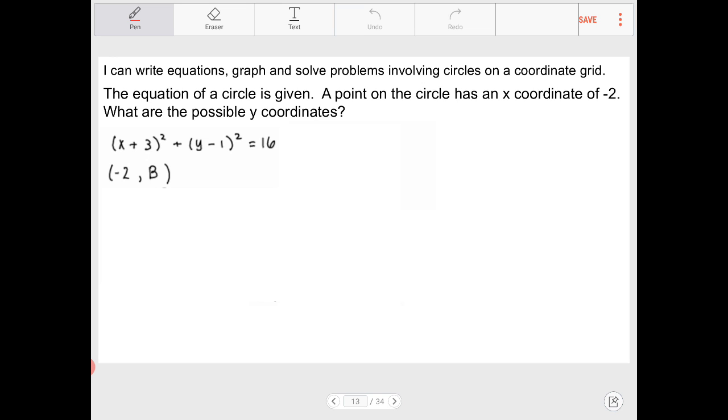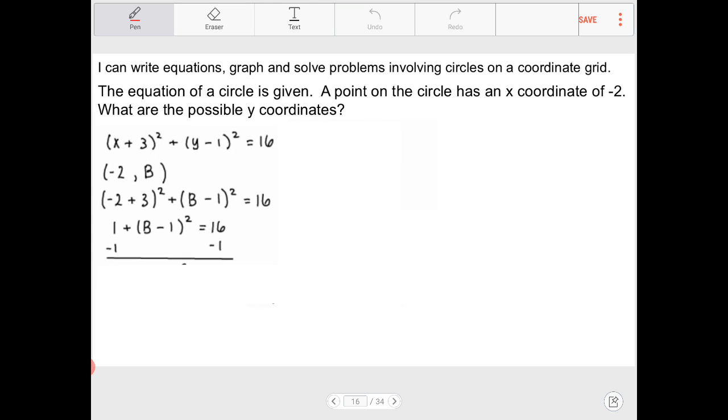So let's take a look at this. I know that the x-coordinate is -2, and we're looking for the possible y-coordinates. And this point that we're looking for is supposed to be on the circle. That is the emphasis. So what are the possible y-coordinates of a point on the circle? What I'm going to do is, if I know the x-coordinate, substitute -2 for x in the equation of the circle, and solve for the y-coordinate. So I'm just going to go through the order of operations and solve for b.